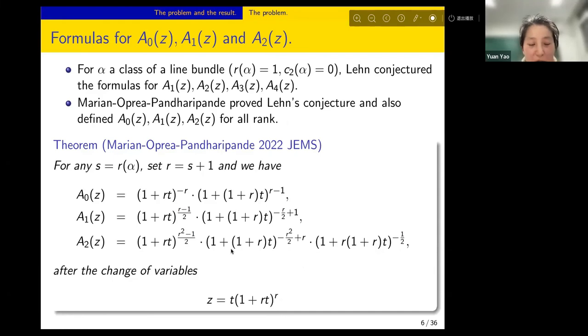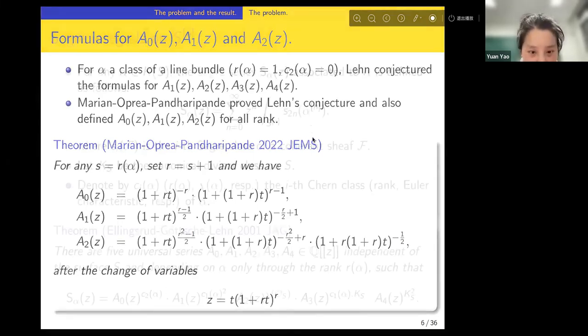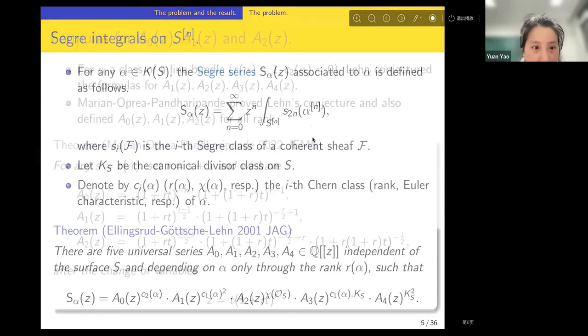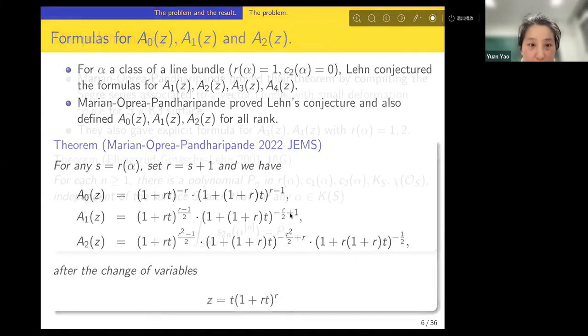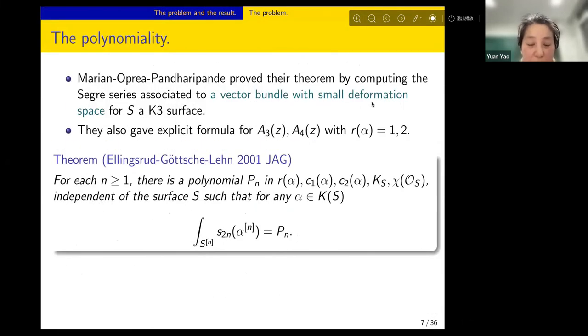Then you use the residue formula to do the residue on both sides. And actually what they did is they compute several numbers. So what Marian, Oprea and Pandharipande did is they choose some vector bundle with small deformation space, and they compute this Segre integral. So they get all these expressions.